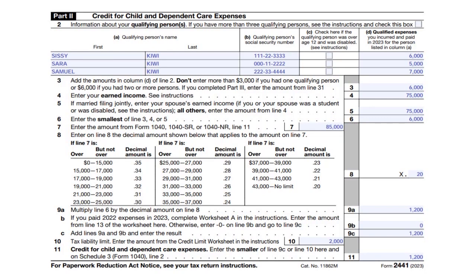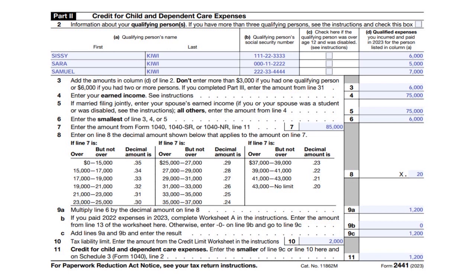And so in our case, it was $85,000. And moving to line 8, you basically follow the instructions. So in our case here, what's really applicable is 0.20. The reason it's 0.20 is because the amount we have goes from 43,000 all the way to more than 43,000, so the corresponding decimal amount here is 0.20. And then you follow the instructions on line 8.